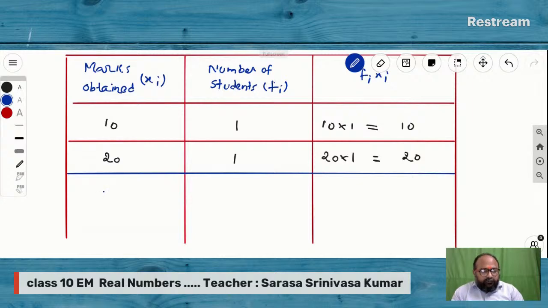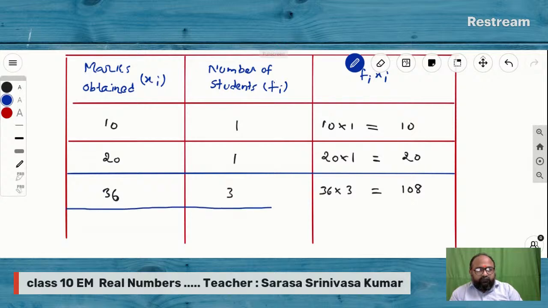Now next 36 marks. 36 marks are obtained by 3 students. So if 36 marks are obtained by 3 students, then we multiply 36 multiplied by 3, that equal to 108. Now we draw another line. Students need not draw these lines. Just for clarity purpose, I am drawing these lines.